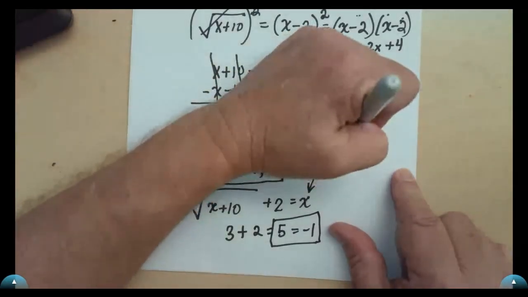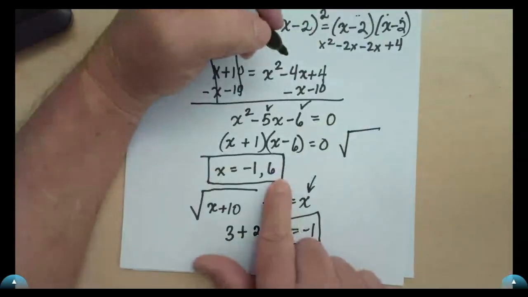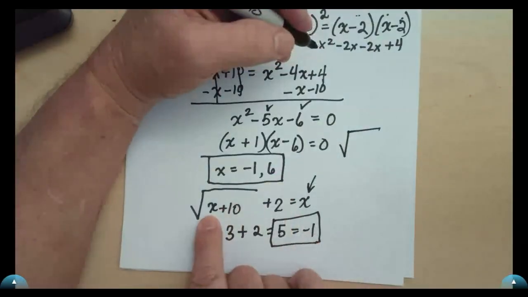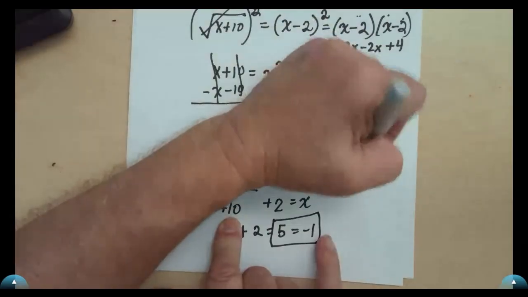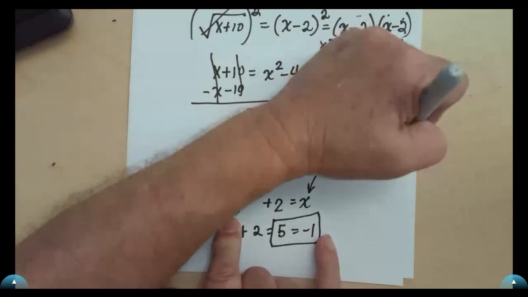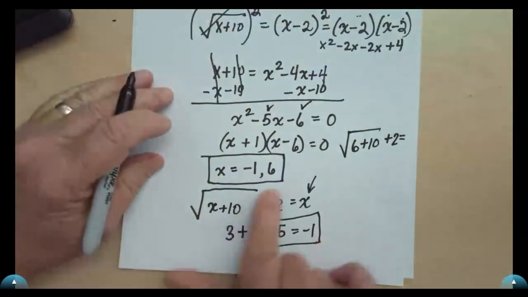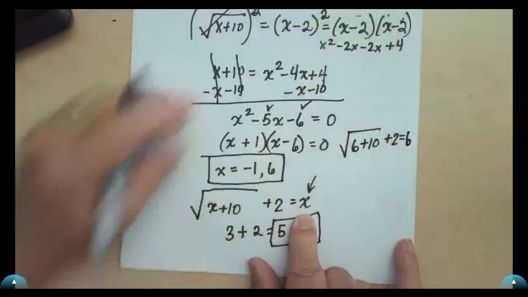The other one, if I plug 6 in place of x, I get square root of 6 plus 10, and then plus 2 equals, well, I got to plug 6 in here too, equals 6.